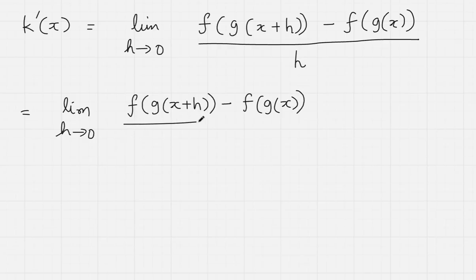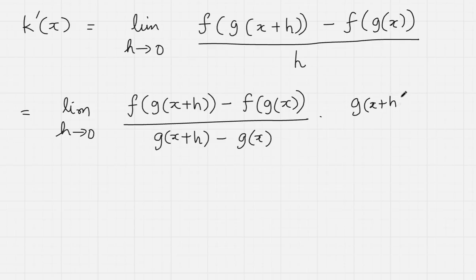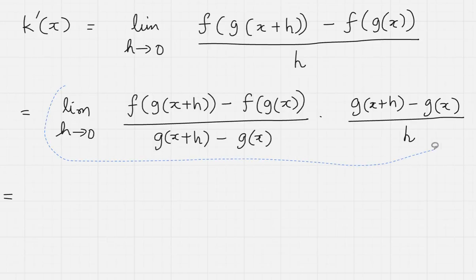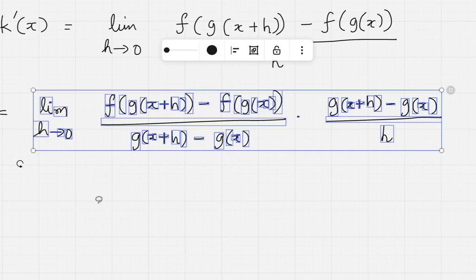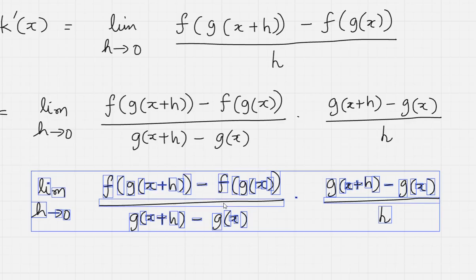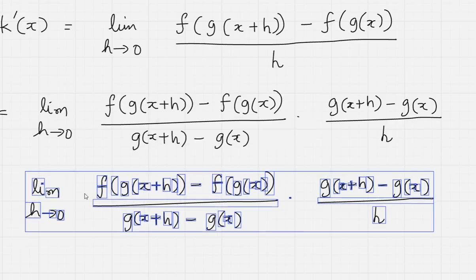So we are going to divide the whole thing by g of x plus h minus g of x and multiply by the same thing. We have to maintain the equality with the previous step, so we have to multiply. Okay, and then separate this out into two limits. You can separate it out into two limits as long as both limits exist. So we shall see that both limits will indeed exist.